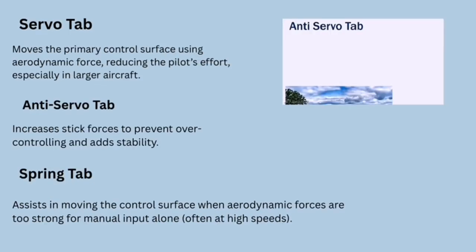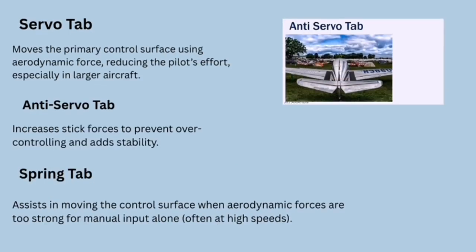Anti-servo tab. This tab is also used on small aircraft and also depends on the control surface deflection. But the difference between this tab and the balance tab is that this tab moves in the same direction as the control surface. This increases the feel on the control stick and prevents excessive movement of the control surface. This tab also prevents excessive stresses on the airframe structure, thus improving the aircraft's safety.